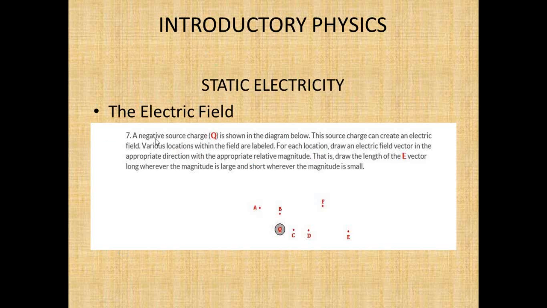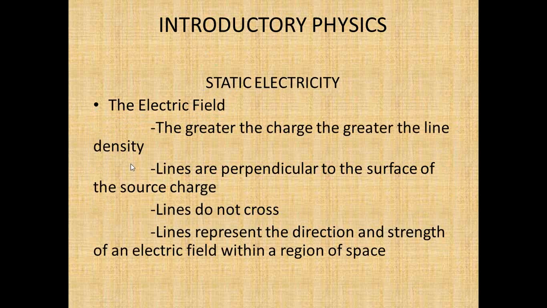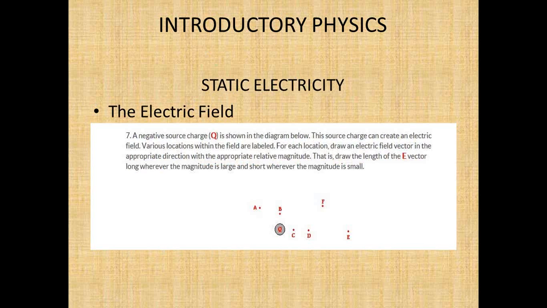A negative source charge is shown in the diagram. So this charge is negative. This source charge can create an electric field. Any charged object will create an electric field. It's going to alter the space around it, either attractive or repulsive. Various locations within the field are labeled. For each location, draw an electric field vector in the appropriate direction with the appropriate relative magnitude.